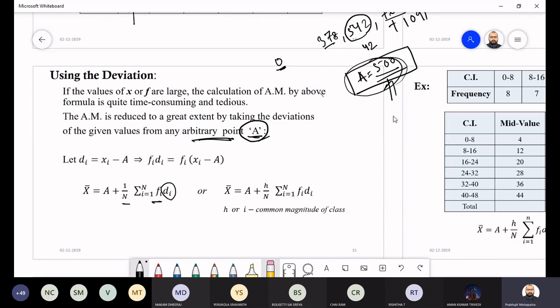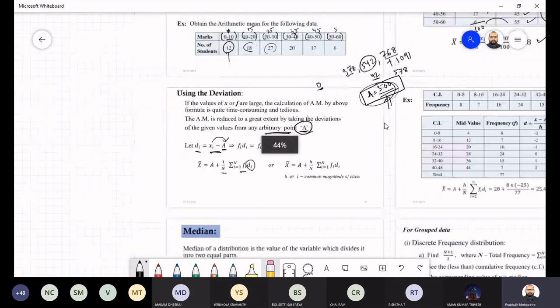So here, instead of xi, you have to take the deviation di, because we shifted every point according to the arbitrary point A. So all the points will now be scaled according to the new point A. When we shifted our origin to the new point A, now instead of 542 it will be just 42, and instead of 578 it will be just 78, like that. Getting it? Here on the right-hand side, you can see one example.